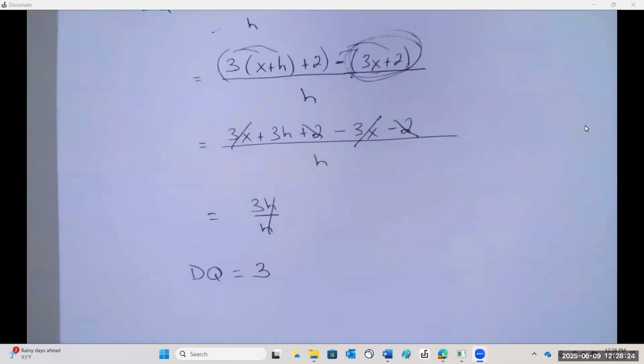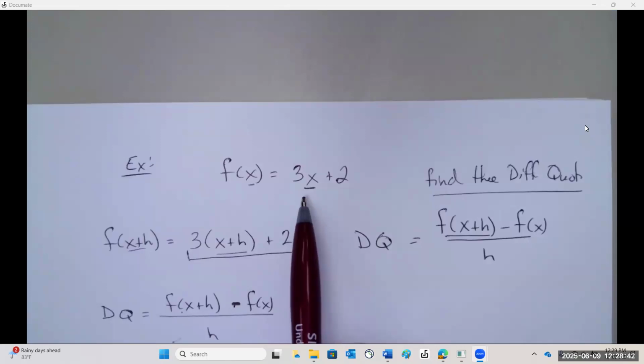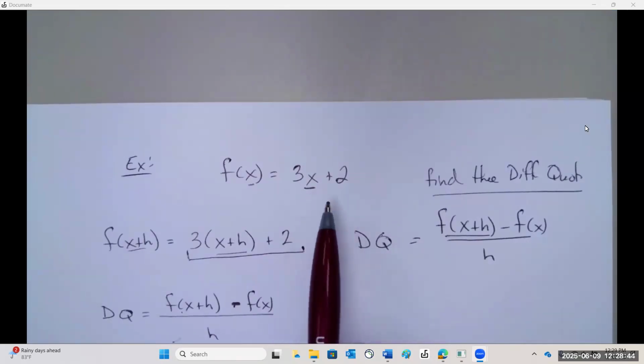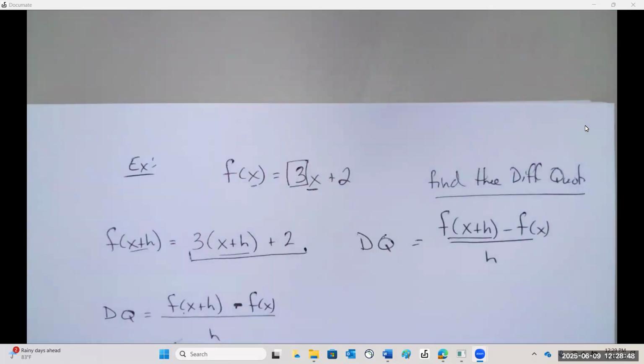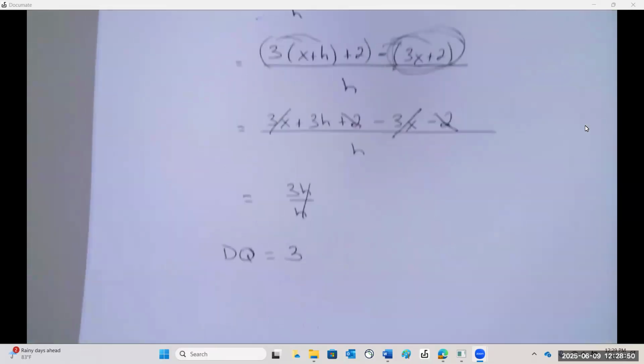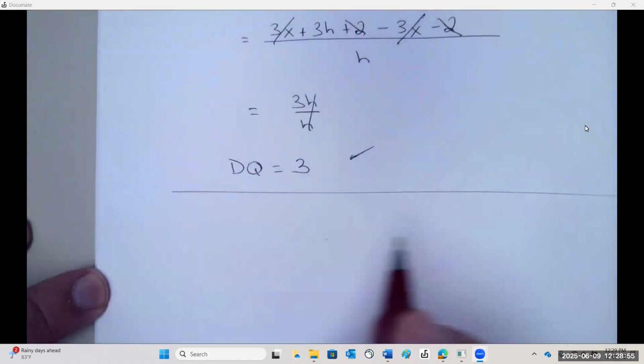So what does that tell us? We got a number. What does that tell us? That's the slope of the line tangent to the curve at that one point. But it's a 3. And it's a constant slope. Well, duh. What kind of equation is this? It's linear, so it's going to be a constant. What's the slope? 3. We do that to check, make sure our process is correct. So that works. So let's go with something better.